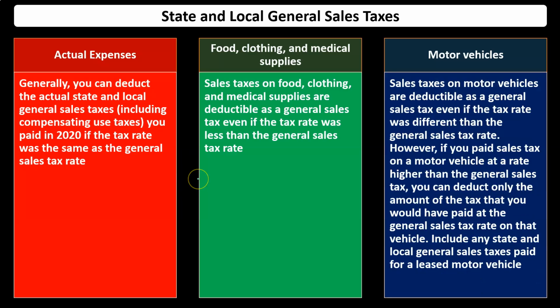And then we have the motor vehicles. Sales taxes on motor vehicles are deductible as a general sales tax, even if the tax rate was different than the general sales tax rate. However, if you paid sales tax on the motor vehicle at a rate higher than the general sales tax, you can deduct only the amount of the tax that you would have paid at the general sales tax rate on that vehicle. Include any state and local general sales taxes paid for a leased motor vehicle.